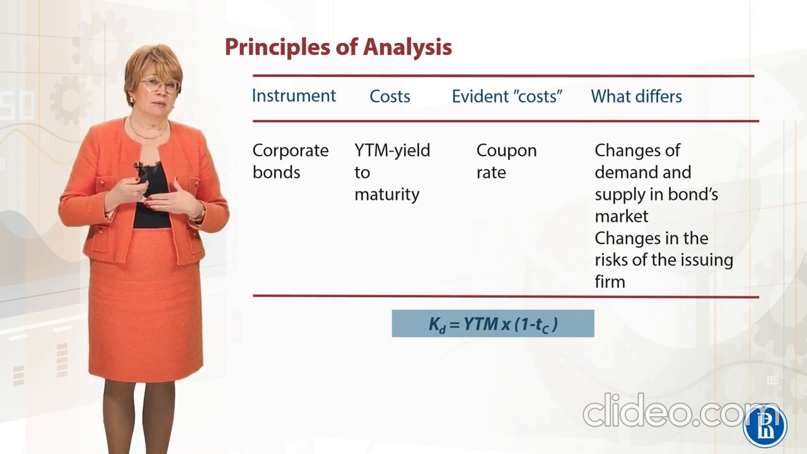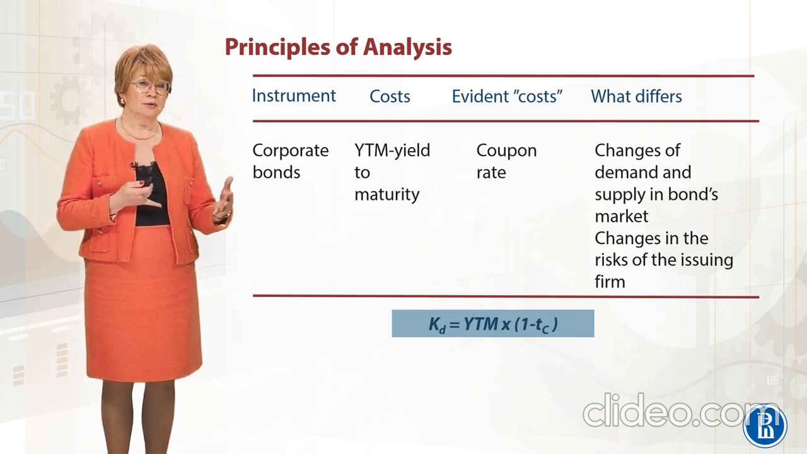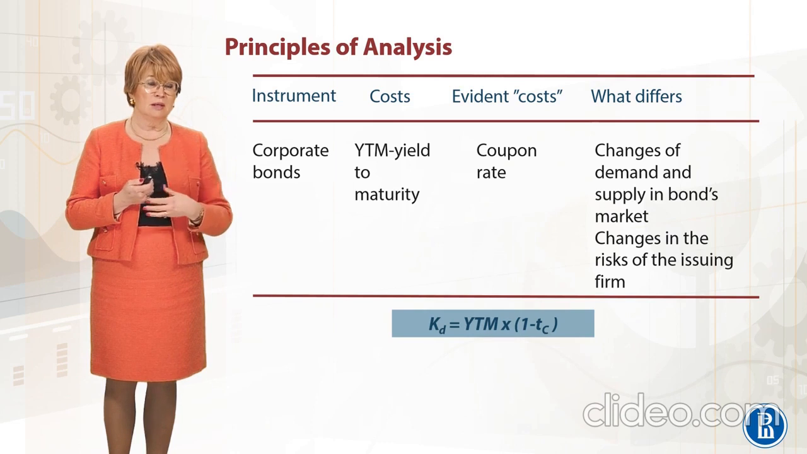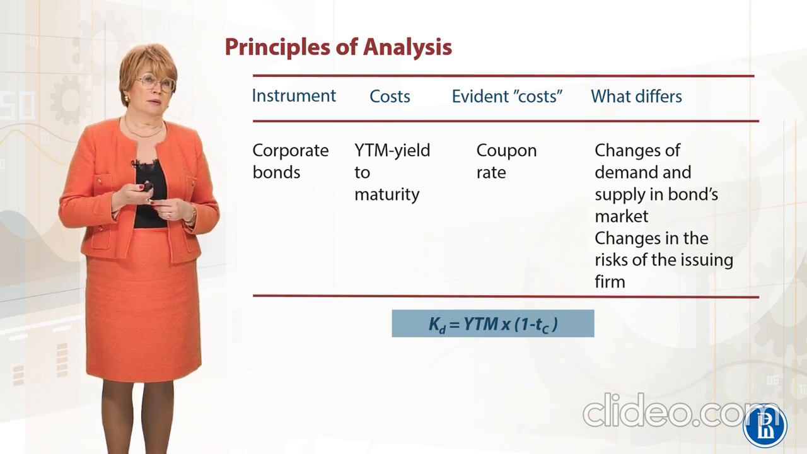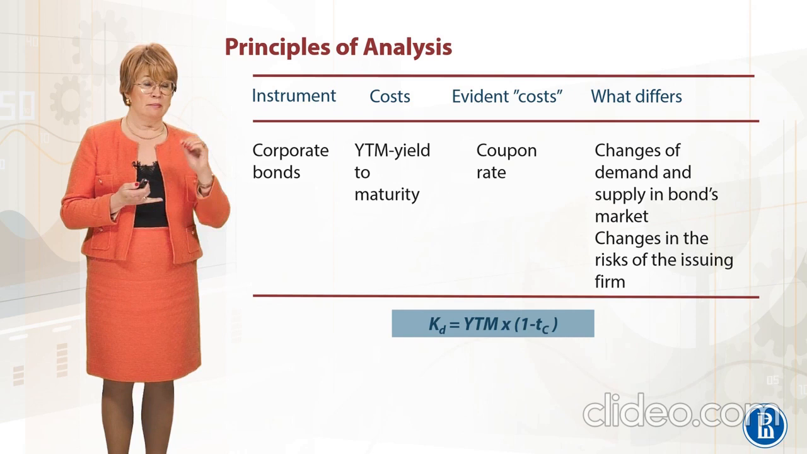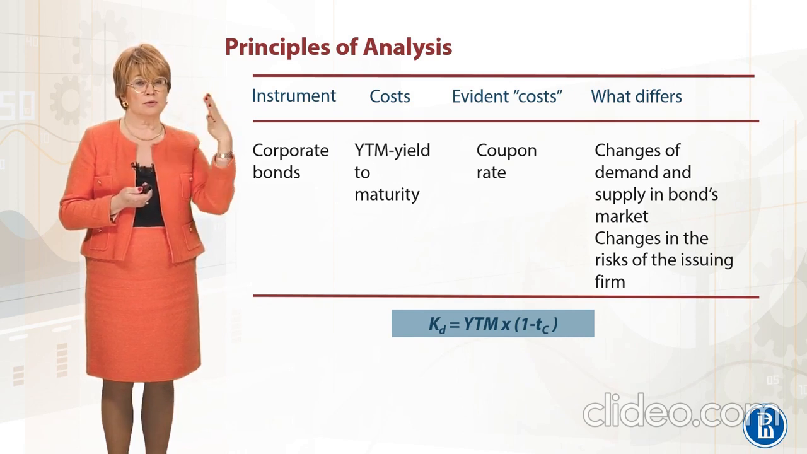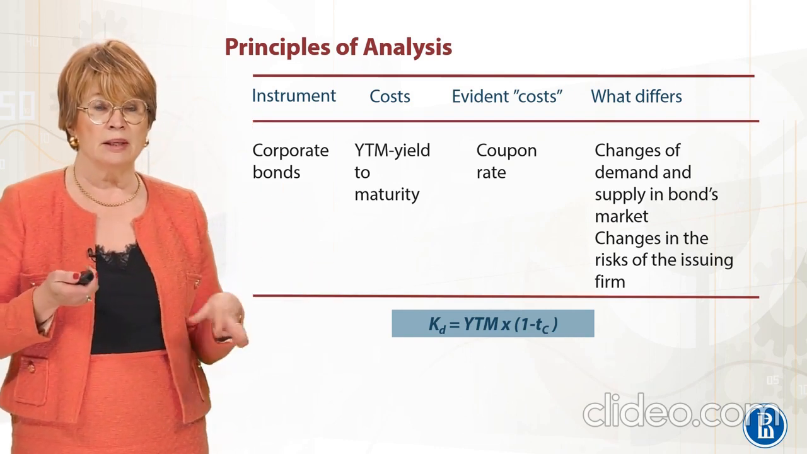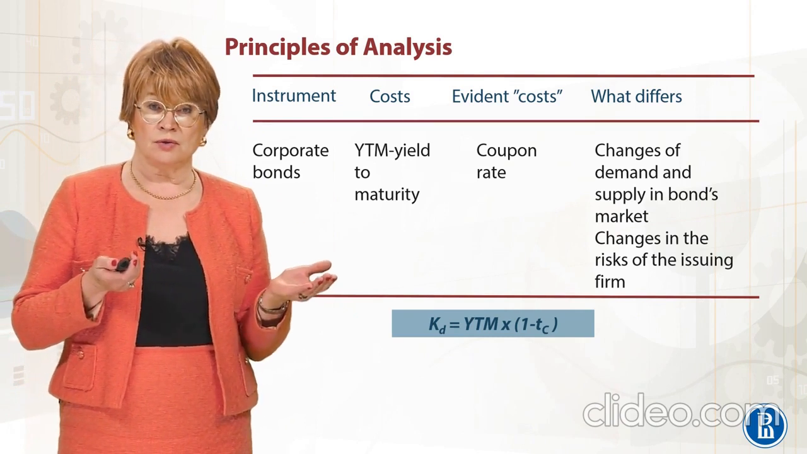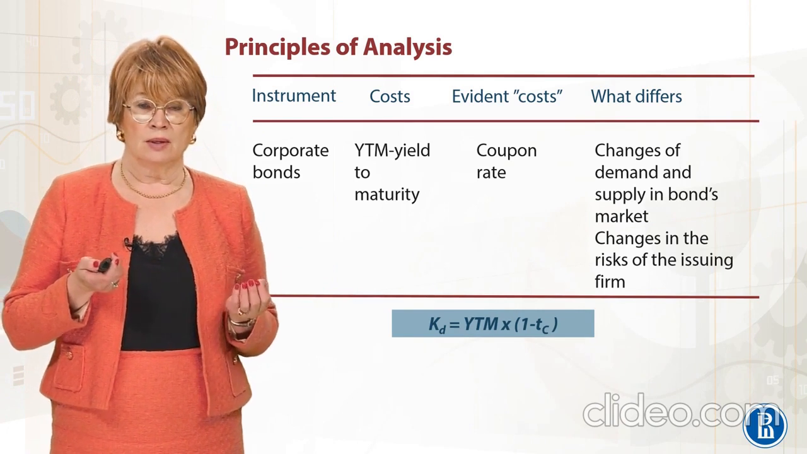Why again? There are some factors that may change the demand and supply in the bonds market, and some factors that may change the risk profile and the risk level of the company. In this case, the cost of debt is a product of the yield to maturity multiplied by the tax shield coefficient. Remember, the yield to maturity is something volatile, something which is not fixed. It depends on the market situation. It depends on demand and supply. It depends on the perception by investors of the risk level of the company with these corporate bonds outstanding.